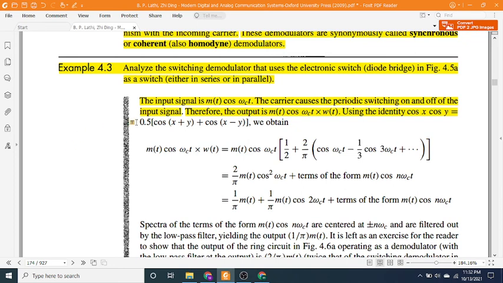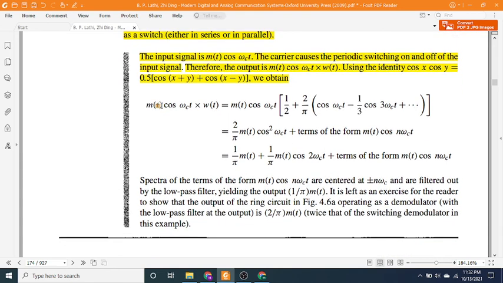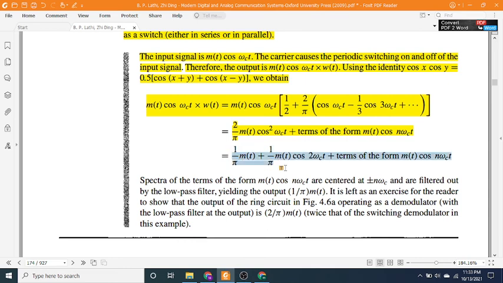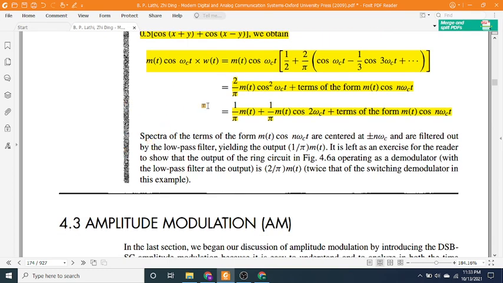Using the identity cos x cos y equals 0.5[cos(x plus y) plus cos(x minus y)], we obtain m(t)cos ωc t w(t) equals m(t)cos ωc t times its Fourier series, which equals (1/2)m(t) plus (1/2)m(t)cos 2ωc t plus terms of the form m(t)cos nωc t. The spectra of the terms of the form m(t)cos nωc t are centered at plus or minus nωc and are filtered out by the low-pass filter, yielding the output (1/2)m(t).